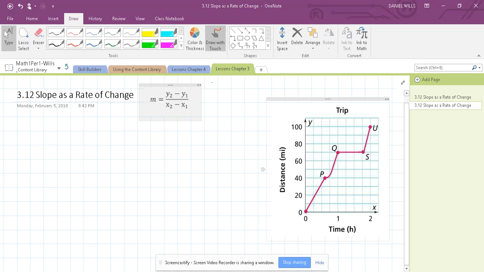Hi guys, tonight's video is going to be an introduction to section 3.12, slope as a rate of change.